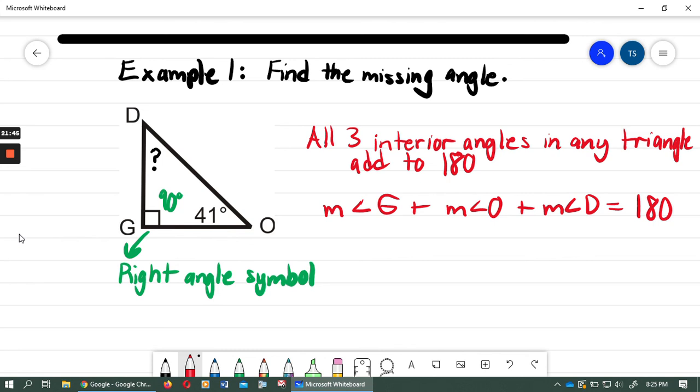Now, folks, of course, we've been given two of these angle measurements. Wow, I didn't even realize that spells God. Oh my God.